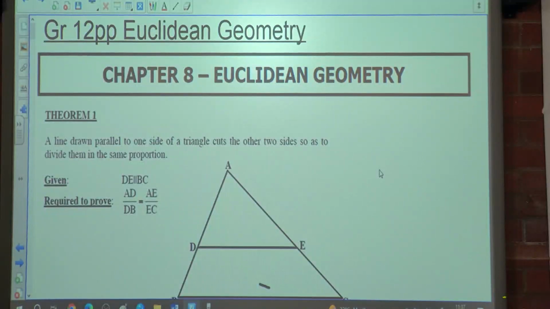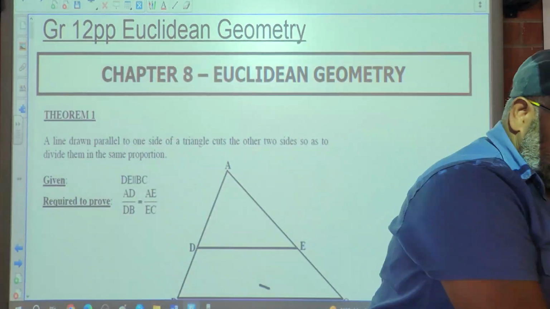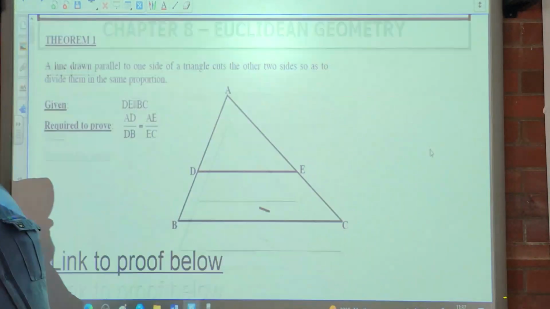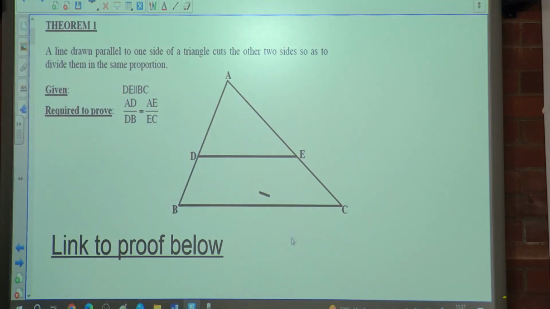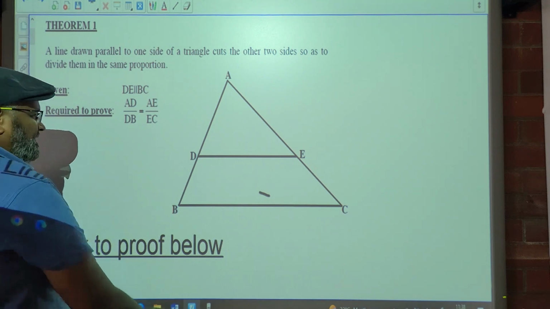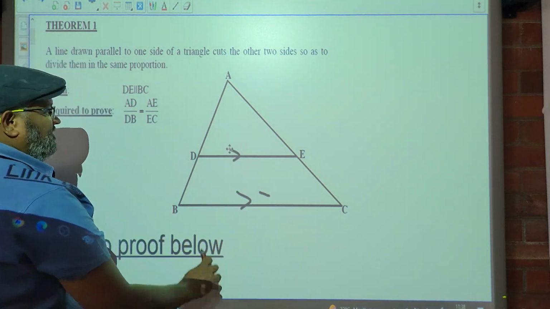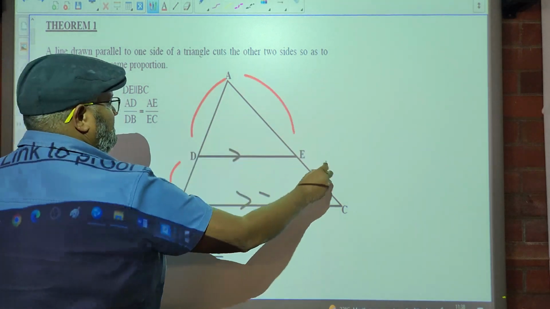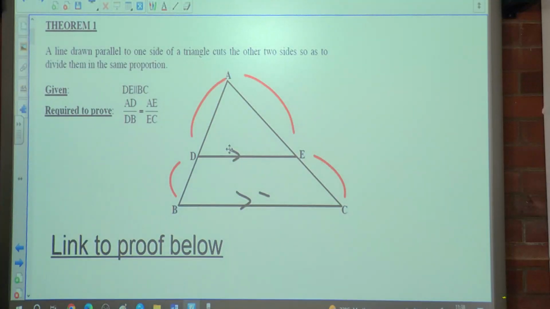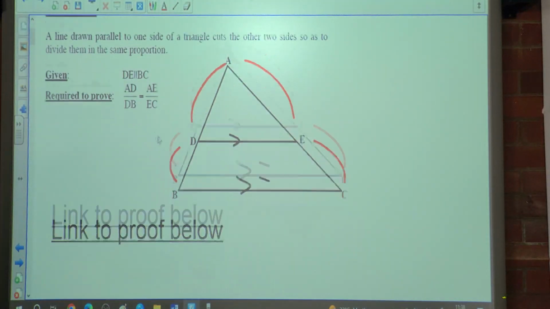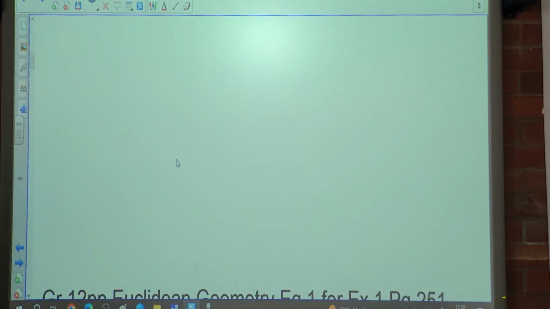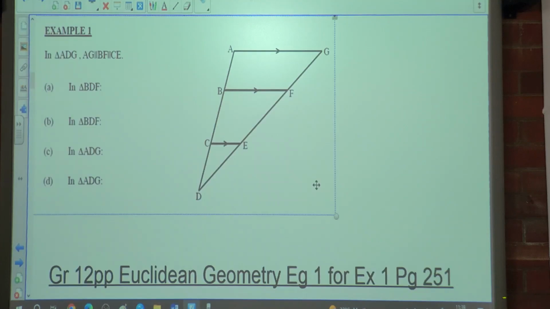Okay, good morning class. So today we're looking at Euclidean geometry. So at this point we have proven with you guys the theorem that states if these lines are parallel, they will divide the corresponding sides in proportion. Okay? So as indicated, we're going to do these examples.